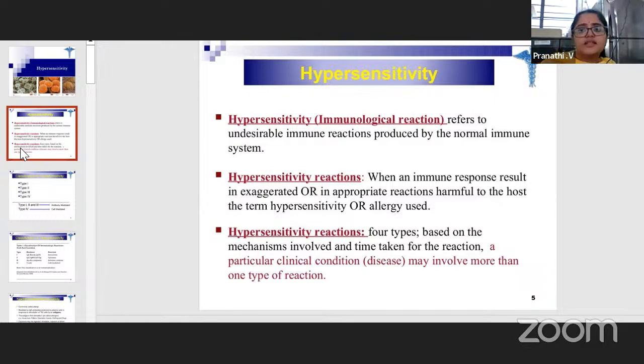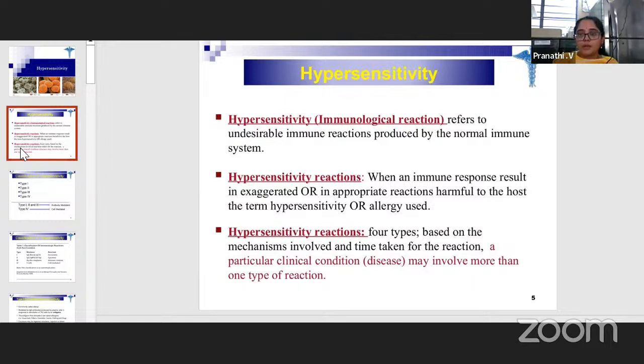Why? Because it produces an immune response which is not desirable. Only if there is an infection do you want an immune response; otherwise, I do not want an immune response triggered in the body. But then this is happening. So when an immune response is exaggerated, for example, you need only one molecule of antibody, but then 100 molecules of antibodies are formed.